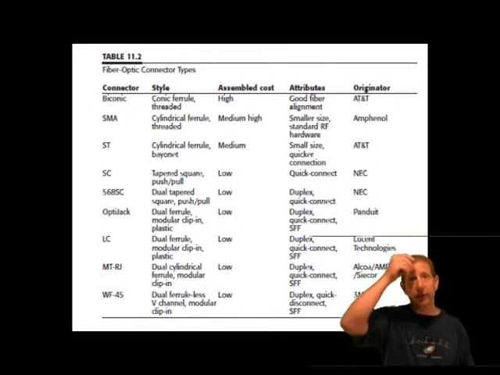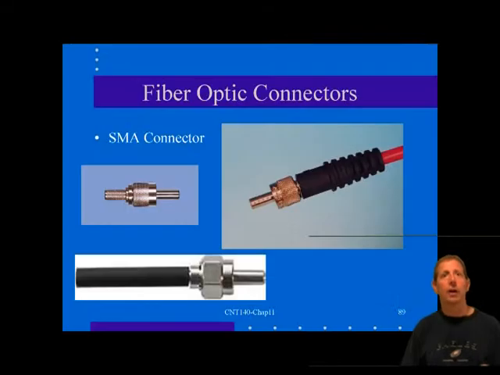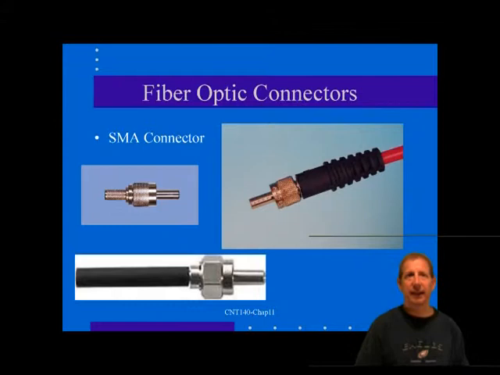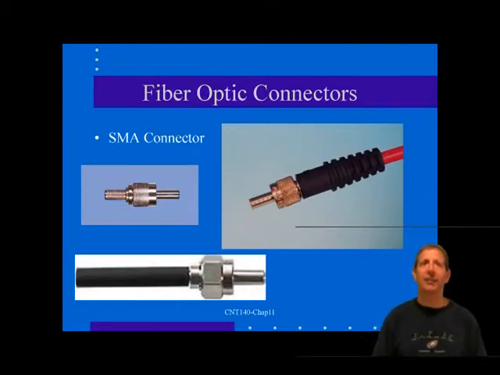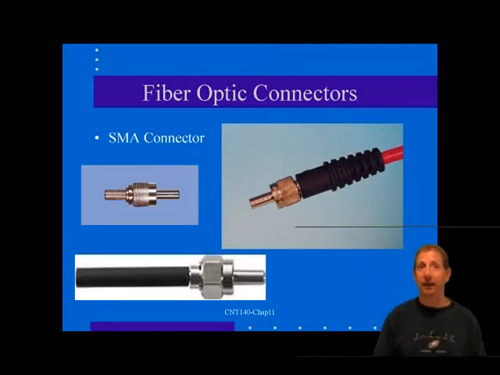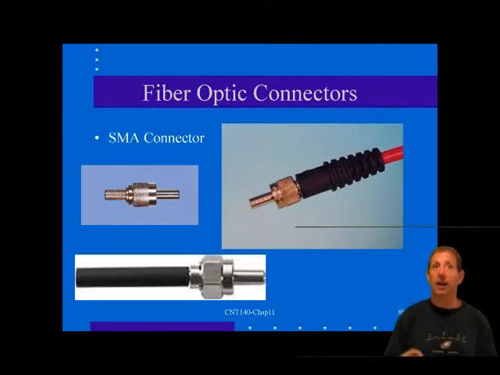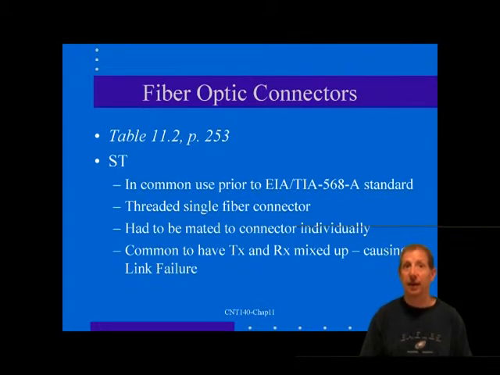Now, the latest issues that have demanded further modifications of connector standards are the pluggability and the duplexing. Now, prior to the A revision of the 568 of the TIA-EIA, the SMA and ST connector types were in common use. Now, the SMA is a threaded single fiber connector, whereas the ST is a bayonet, which means you push on, turn, and lock it. Single fiber type connector. Now both are rather like miniature optical versions of the type N and B and C connectors that we are familiar with from the early days of Ethernet.